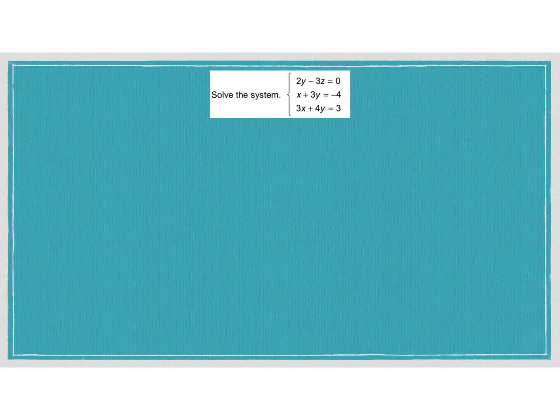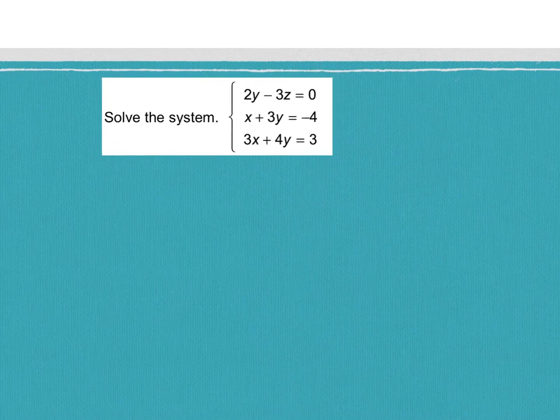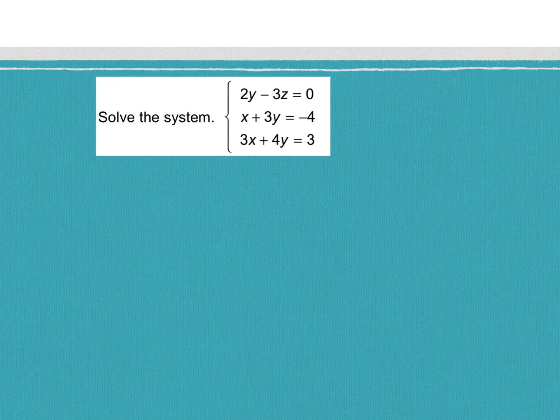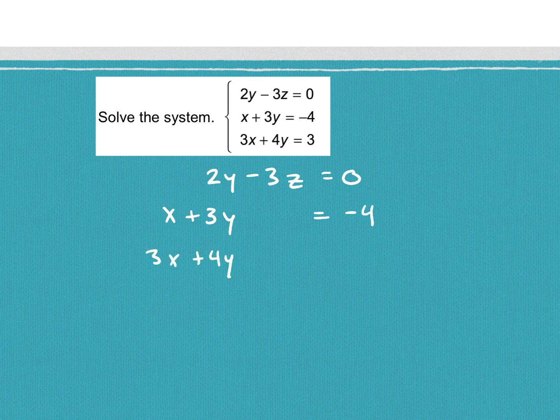So here, I have 3 equations with 3 variables, but not all 3 of my equations have all 3 variables. So I'm just going to rewrite them to put all my variables in order so I know what I'm missing where. So I have 2y minus 3z is equal to 0. I have x plus 3y is equal to -4. And 3x plus 4y is equal to 3. So I see that my second and my third both don't have z's. So one of my variables was already eliminated for me.